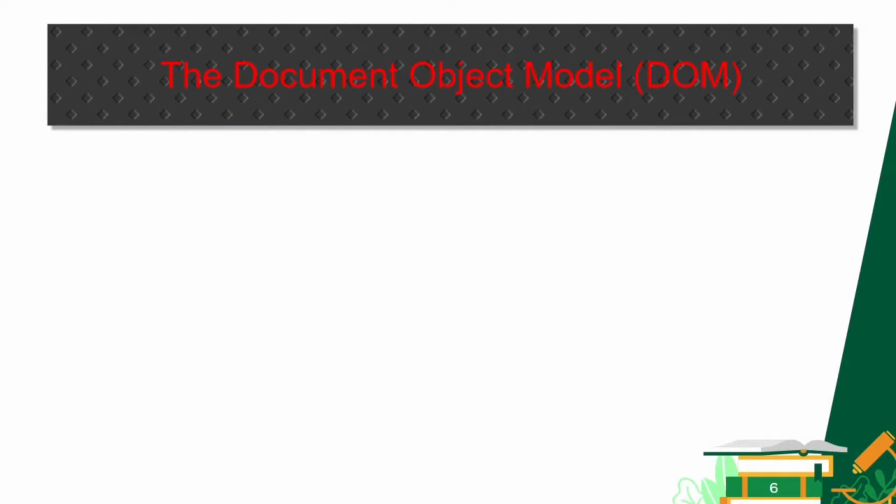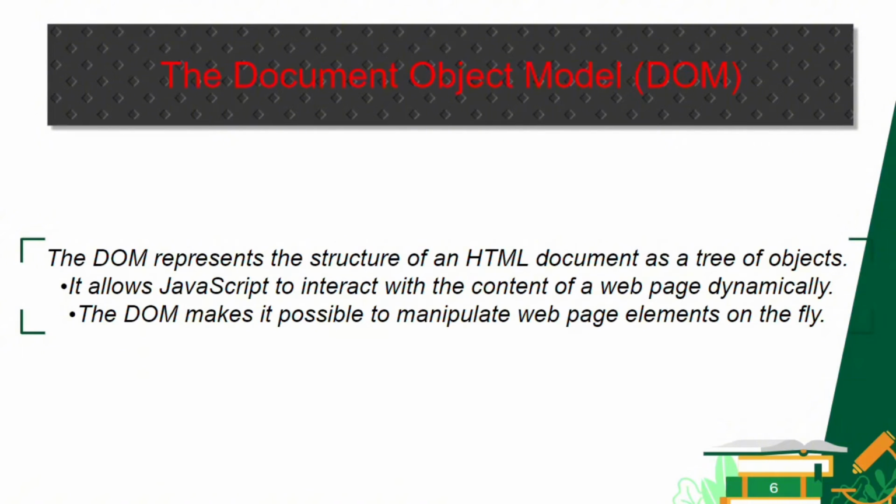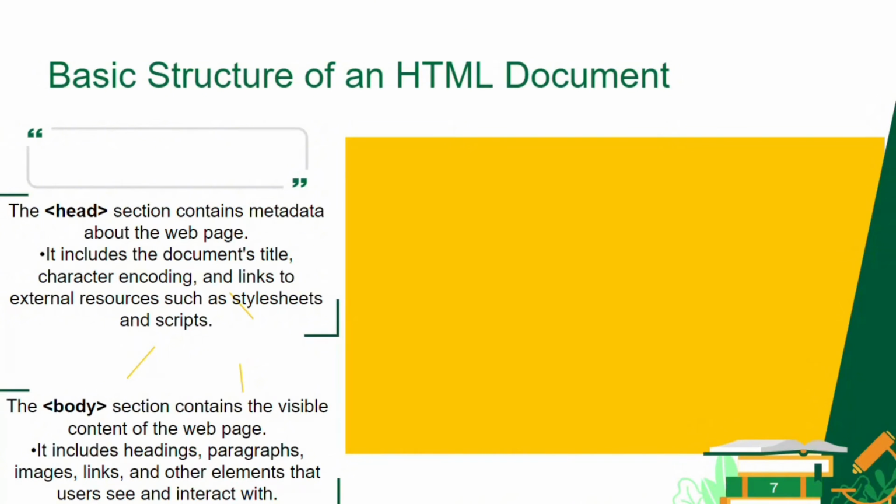Now, the document object model, that we know as DOM. The DOM represents the structure of an HTML document as a tree of objects. It allows JavaScript to interact with the content of a web page dynamically. The DOM makes it possible to manipulate web page elements on the fly. So let's go to the basic structure of an HTML document.